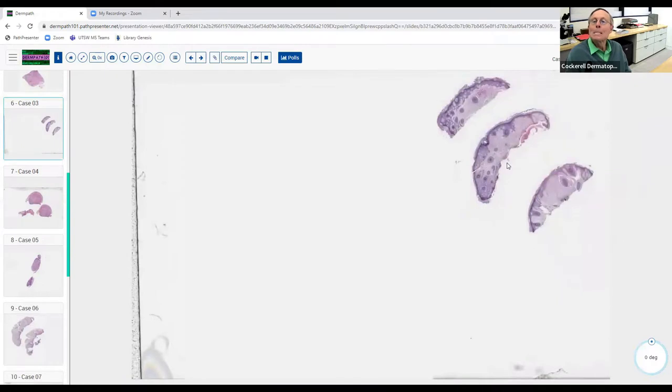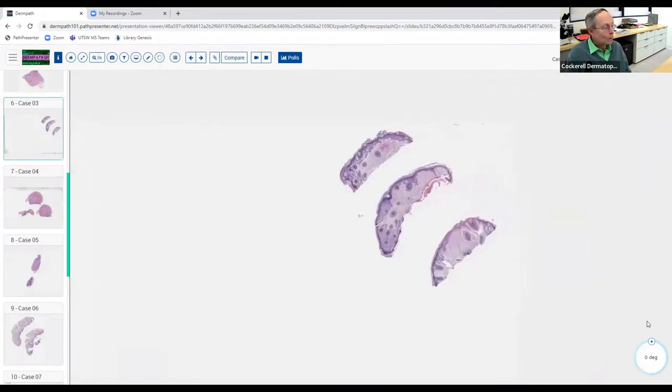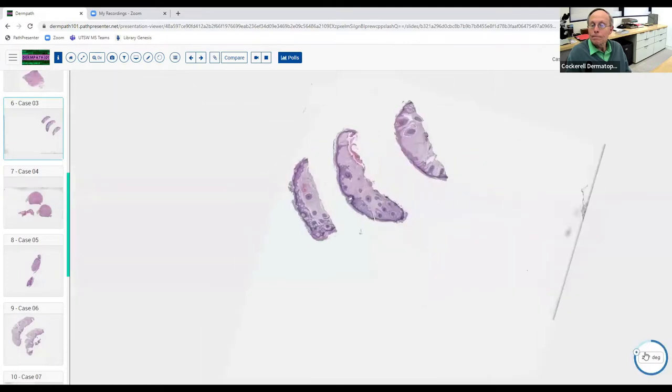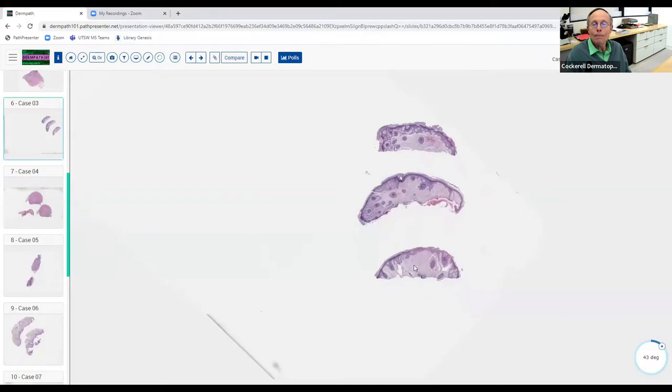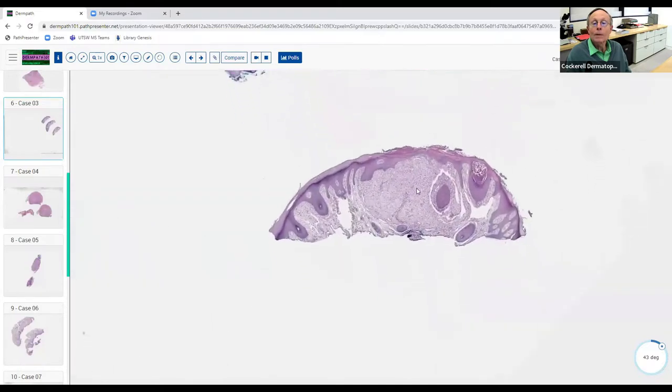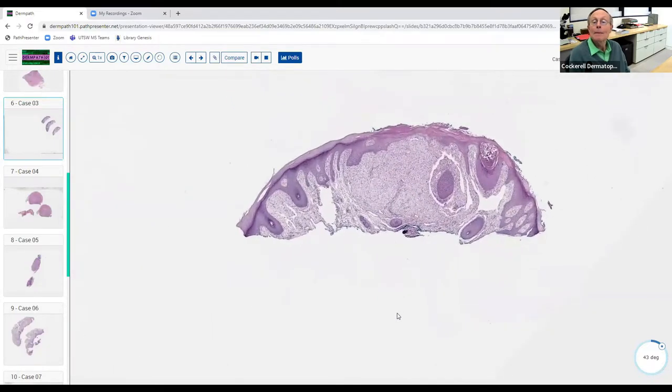So good. All right, we'll move on to the next one. Look at this bottom one here. All right, I'll go.